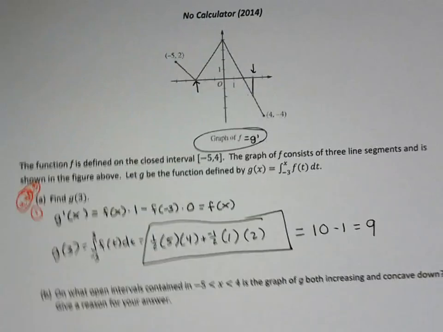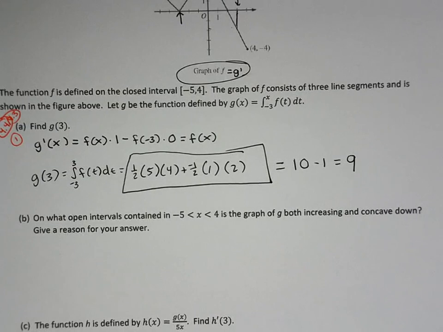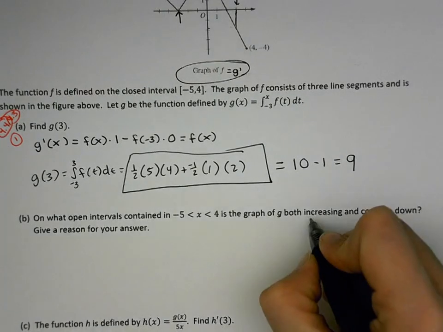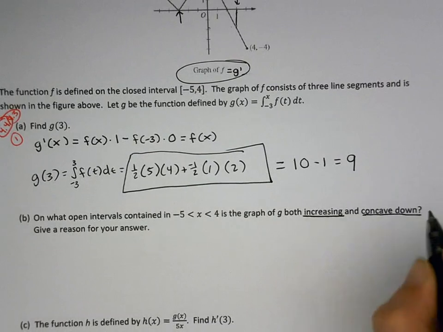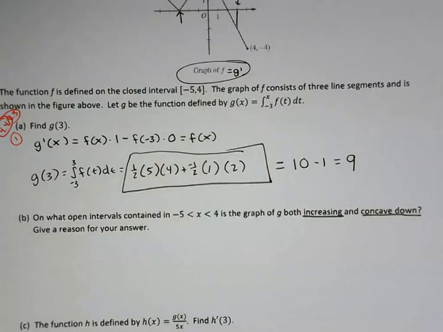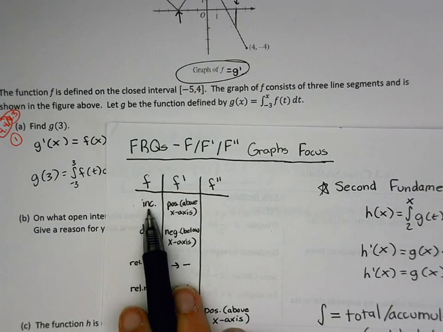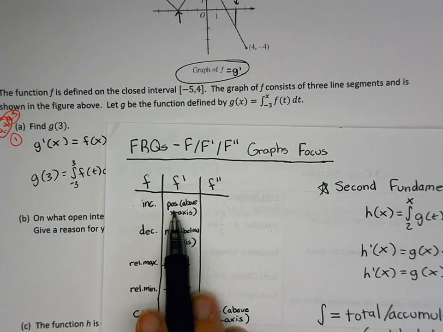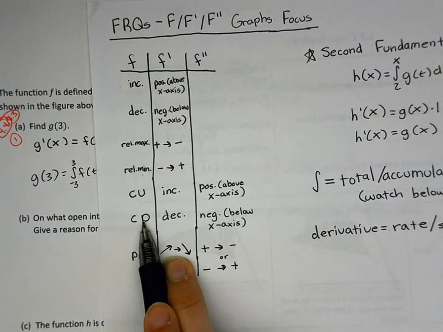No reason to. Okay, B. On what open intervals contained in -5 to 4 is the graph of g both increasing and concave down? There we go. That's the one we're kind of expecting coming from our table here. g increasing, g concave down. And remember, I'm looking at a g prime graph. So what does that mean? g increasing means g prime is positive, above the x-axis. g concave down means g prime decreasing.